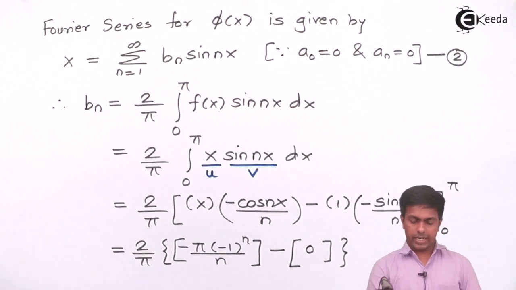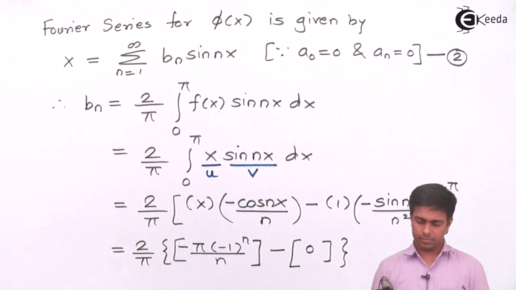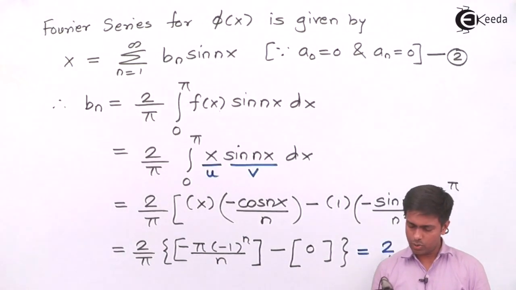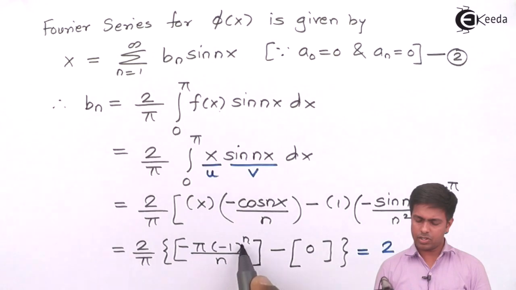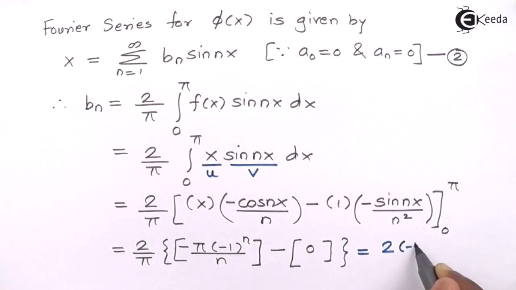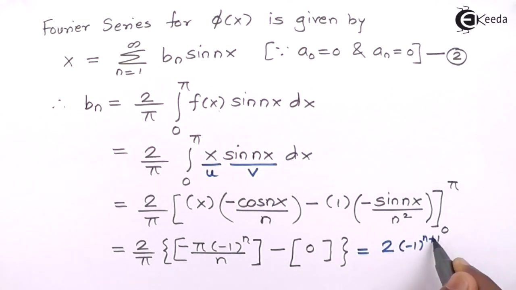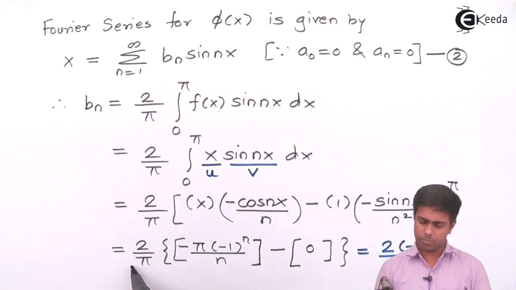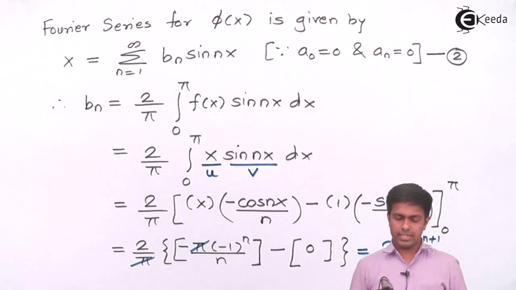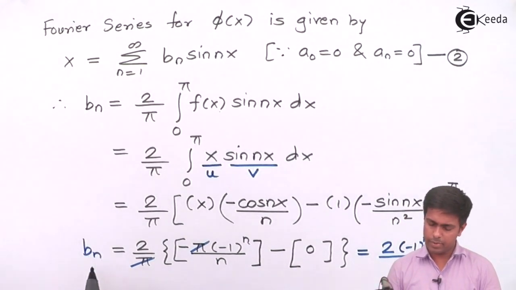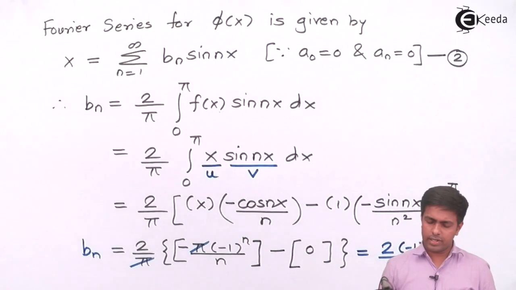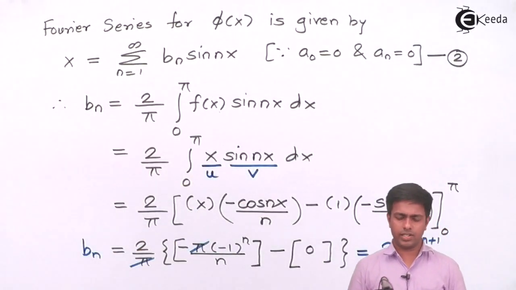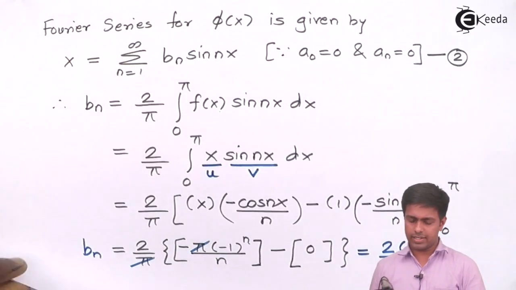Now guys, we can cancel this pi with pi and we'll get this value as 2 as it is. This minus and minus 1 raised to n will be minus 1 to the power n plus 1, whole upon n. So we have cancelled this pi with pi. So guys, this is the value of Bn. So by substituting this value of Bn here in equation number 2, we can get the Fourier series for phi of x.